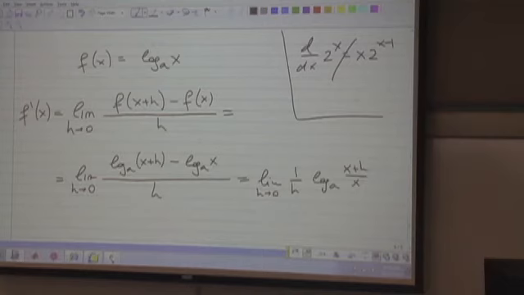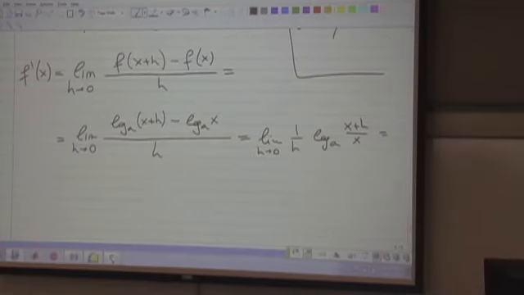Okay. Yeah? So I did two things. First of all, I wrote it as 1 over h times whatever the numerator was. And then using laws of logarithms, I combined the two logs into the log of the fraction. Now the other thing we can do is write this as the limit as h goes to 0 of 1 over h times log base a of 1 plus h over x. Right? Oh, yeah. Okay.